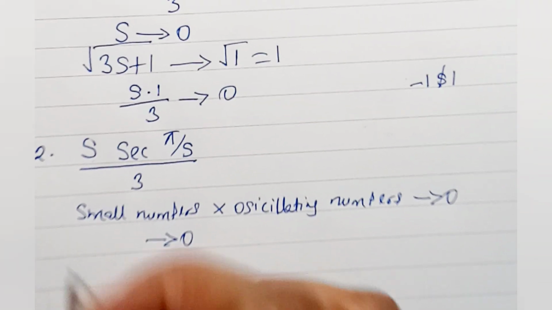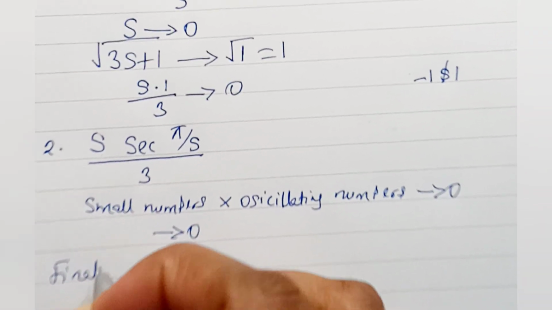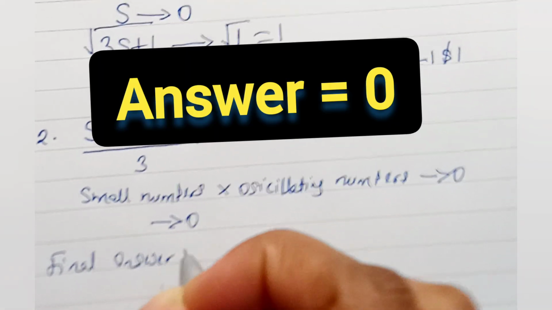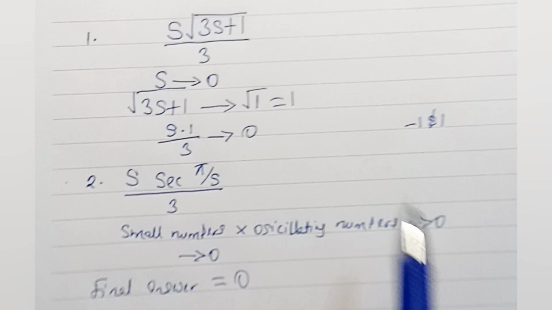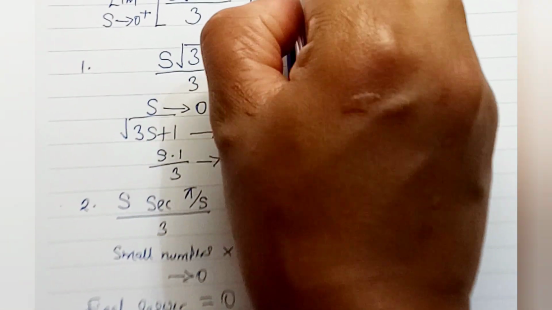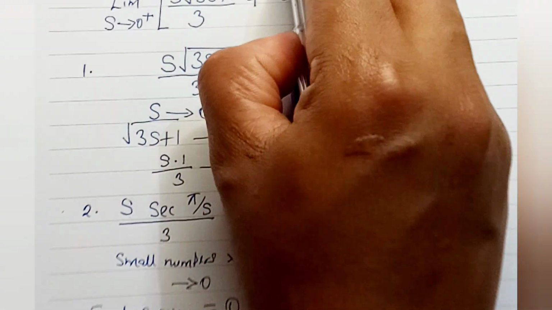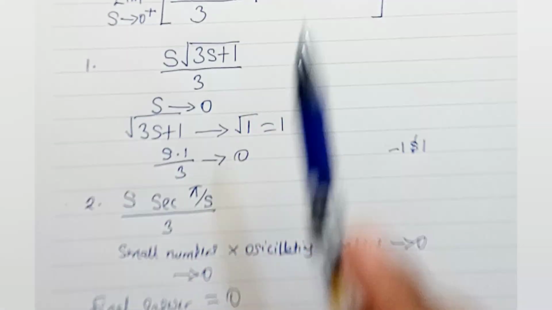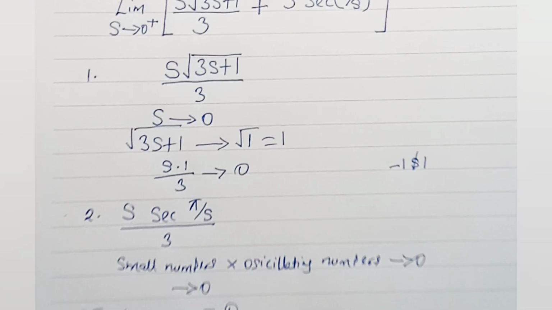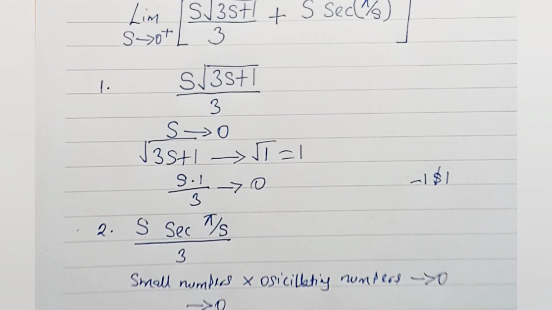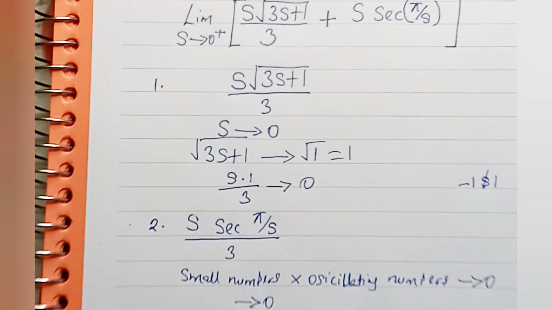So the final answer equals 0. So the answer for limit of s approaches 0 from the positive side, the square root of 3s plus 1 plus secant of pi over s, all divided by 2 plus 1 multiplied by 1 over s is 0. See, WAEC math is not about fear. It is about simplifying and understanding behavior.